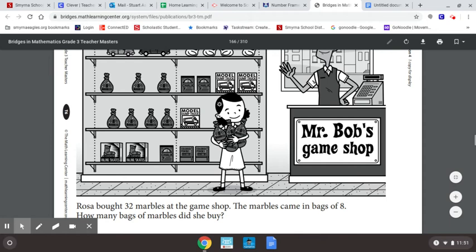So boys and girls, we know that we have 32 marbles all together, and we're trying to take a larger number and we're splitting them into groups of 8. And I know that you have been working on arrays with your multiplication tables. So we're going to try to use that knowledge of arrays to help us solve this problem. So we need to remember we have 32 altogether and that they come in bags of 8.